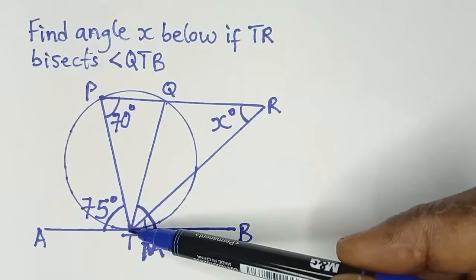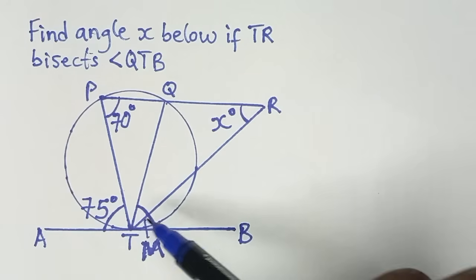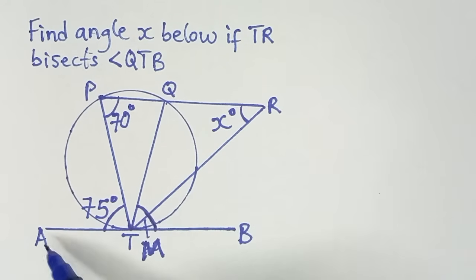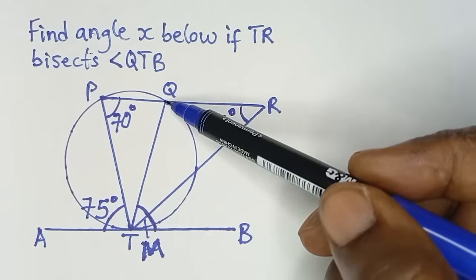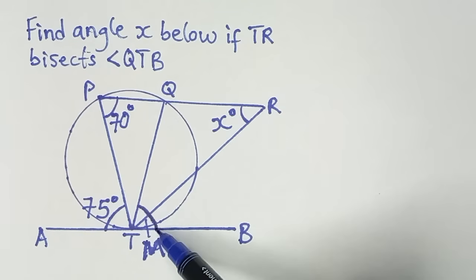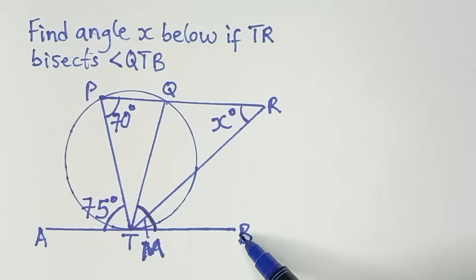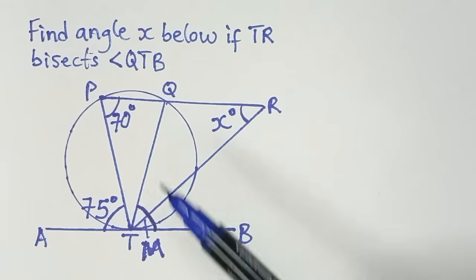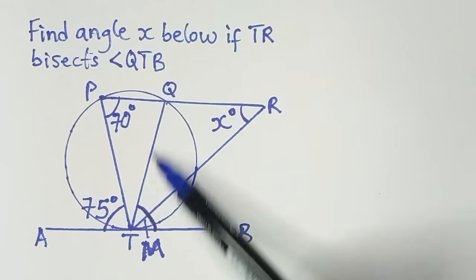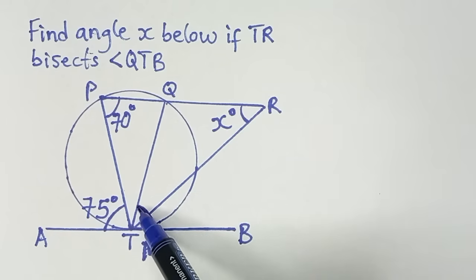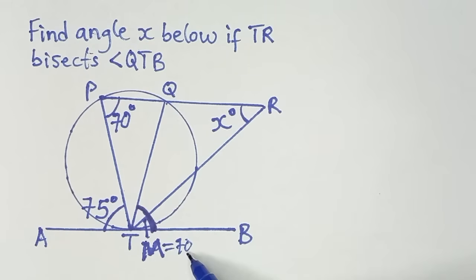In the same way, this chord TQ makes a particular angle with the tangent ATB. Hope you can see this external line touching the circle is a tangent. So this same chord TQ makes the whole of this angle here with the tangent ATB. The rule to apply is that the opposite angle to the chord will also be the angle that the chord makes with the tangent. So this angle that I've labeled M here is equal to 70 degree.